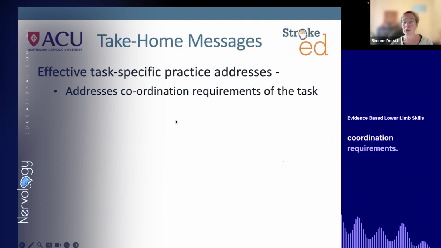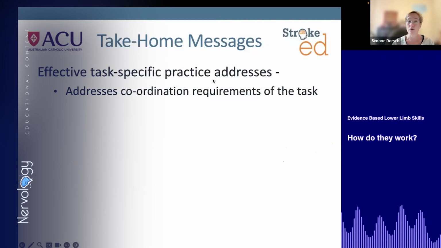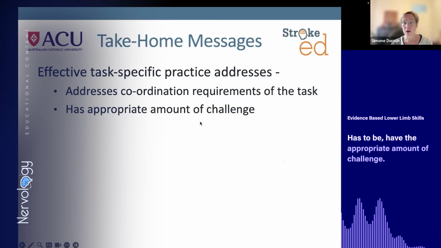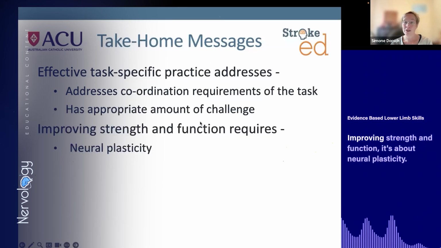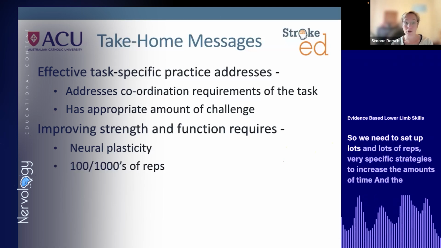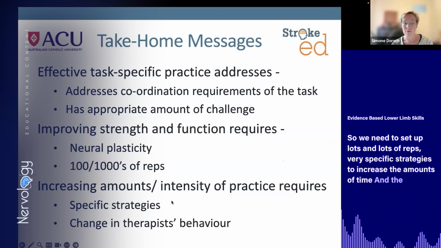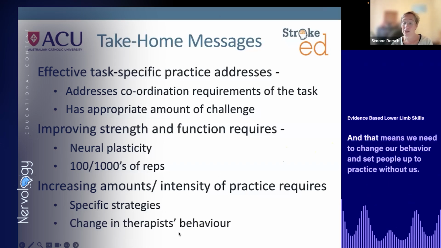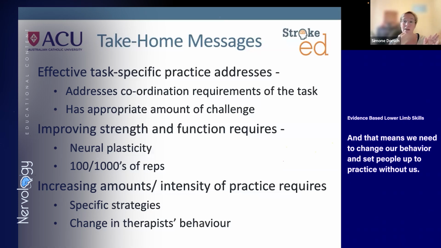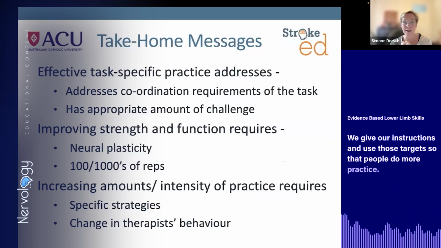But I'll go through the take-home messages, which is that in terms of effective task-specific practice, we need to address the coordination requirements. Think about what muscles work, how do they work, what speed, and it has to have the appropriate amount of challenge. Improving strength and function is about neural plasticity. So we need to set up lots and lots of reps, very specific strategies to increase the amount of time and the intensity of practice. And that means we need to change our behavior and set people up to practice without us. Change the way we talk about instructions. We give our instructions and use those targets so that people do more practice.